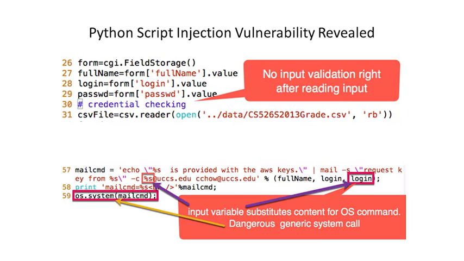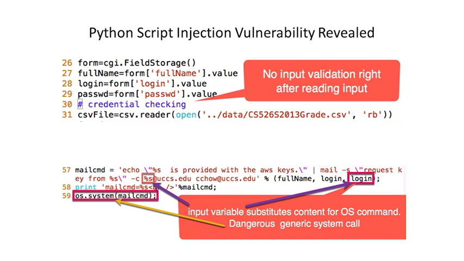Line 59 shows the formatting of the mail command. And here we have 3 variables, separated by the ampersand sign. The last variable is login. If we look at the corresponding formatting string in the front, it substitutes the -c parameter of the mail command, which is the carbon copy parameter. We specify the list of users who will be sent a copy of the email.